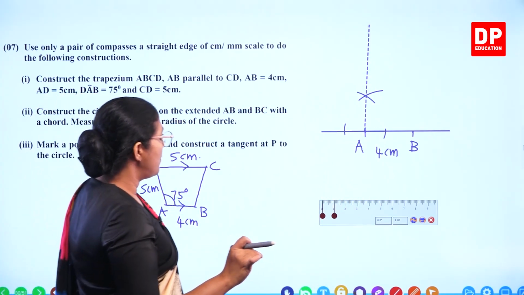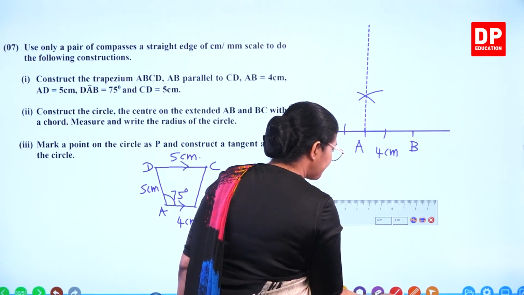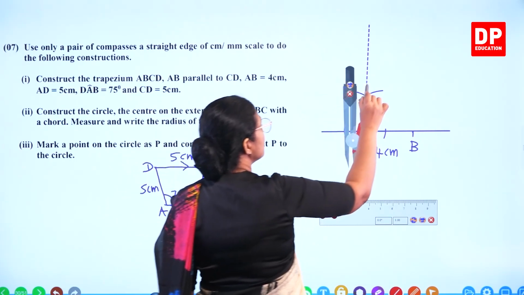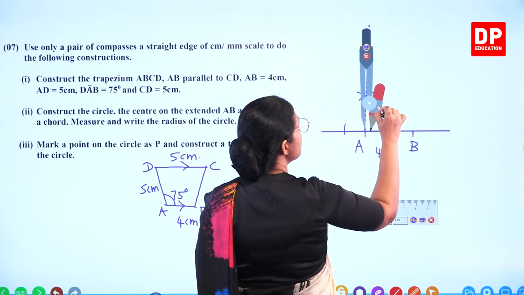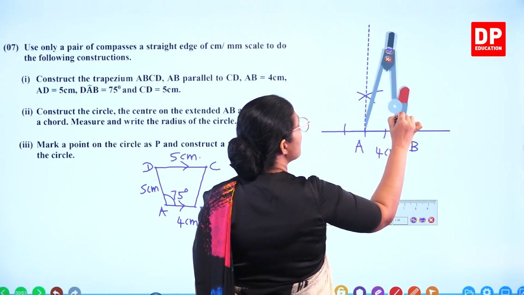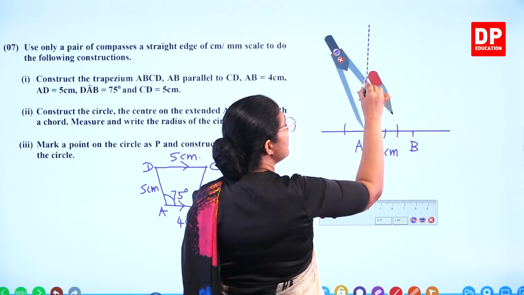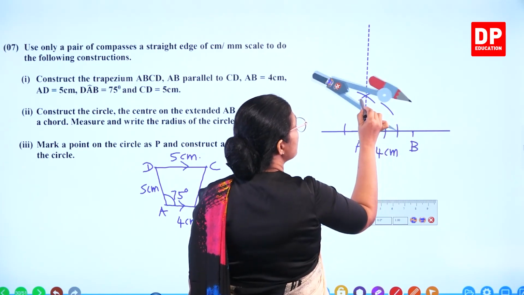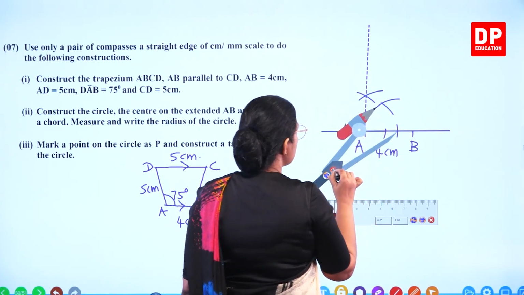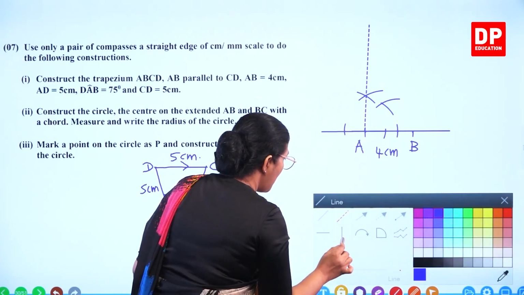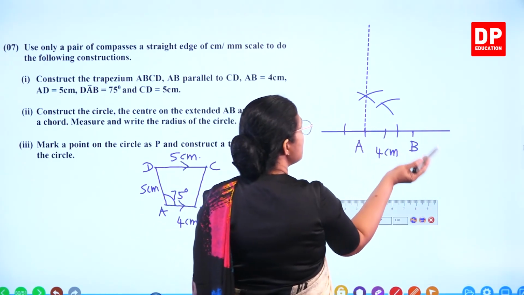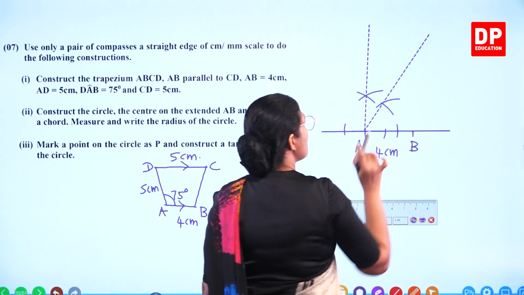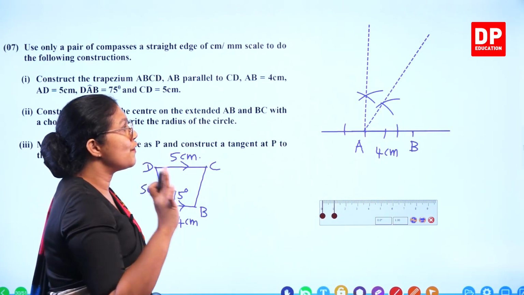Then what is the next step? I can take 60 degrees using the compass. So take any distance and you can mark a point here and a point in the middle. Again keep the same length and mark the other arc. That's a 60-degree angle. Again, I am taking the broken line and marking 60 degrees from here. So how do you construct 75? 60 plus 15.